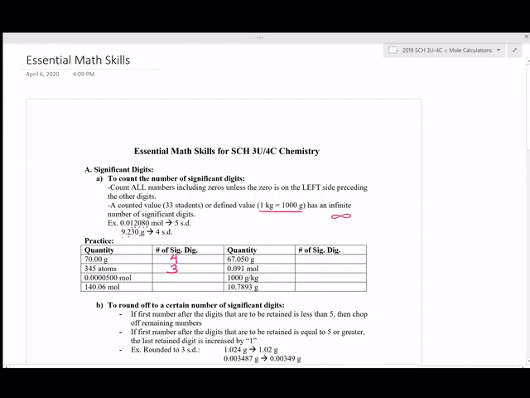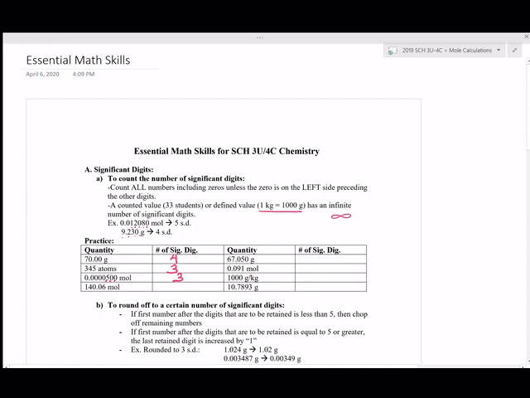Okay. This one, 0.0000, all just space holders. Start counting at the 5 and then count everything after. 3 sig digs. Now I think I'm going to jump over and just do this one here and leave a few for you to finish on your own.